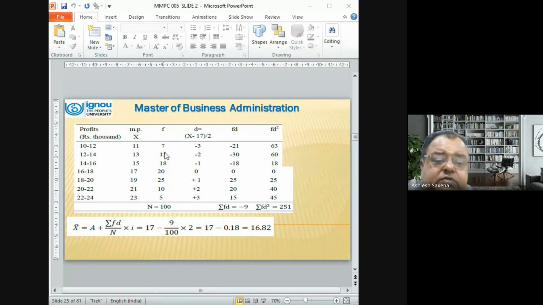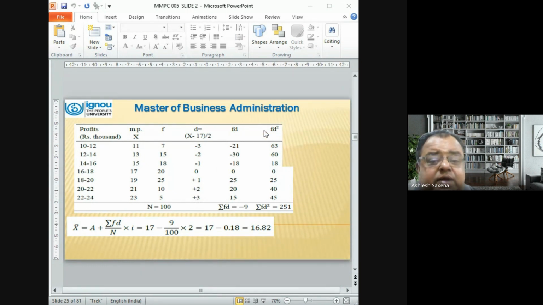Now find out the number of observations: 1, 2, 3, 4, 5, 6, 7. Take the fourth one, with 3 up, 3 down, and the center one. The center one has been assigned 0. Above it, minus 1, minus 2, minus 3, and below 0, 1, 2, 3. Multiply to get fd: minus 21, minus 30, minus 18, 0, 25, 20, and 15.